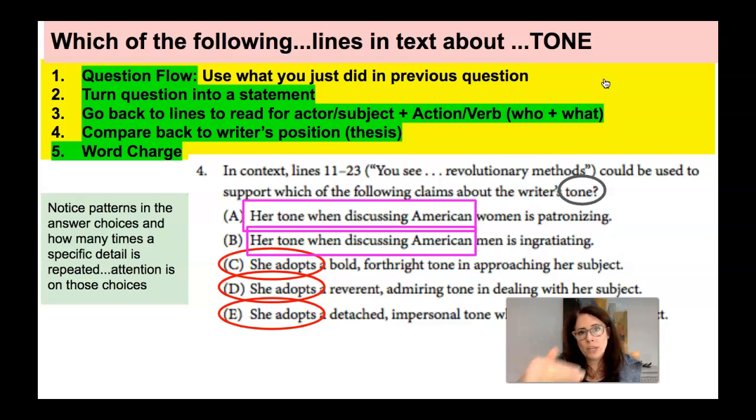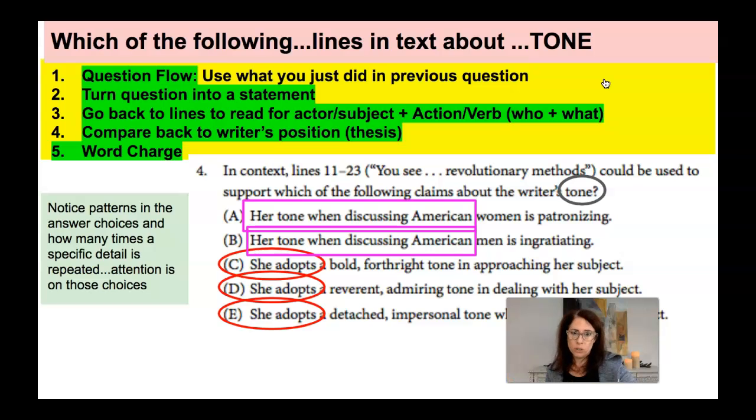You know that A, B, C, D, and E are going to be claims. We know claims are just statements, right? I think sometimes when we see claims, our mind goes to analyzing claim, evidence, reasoning. No, it's just here are 5 different statements about the writer's tone. So we need to understand that they're all about the writer's tone. So match that to the lines 11 through 23. That's what it's saying.